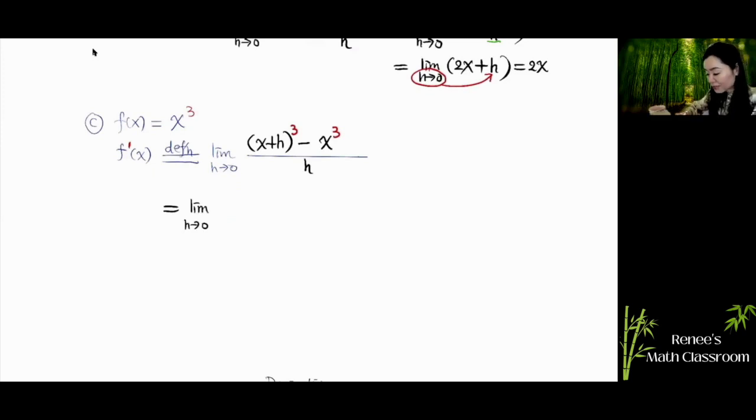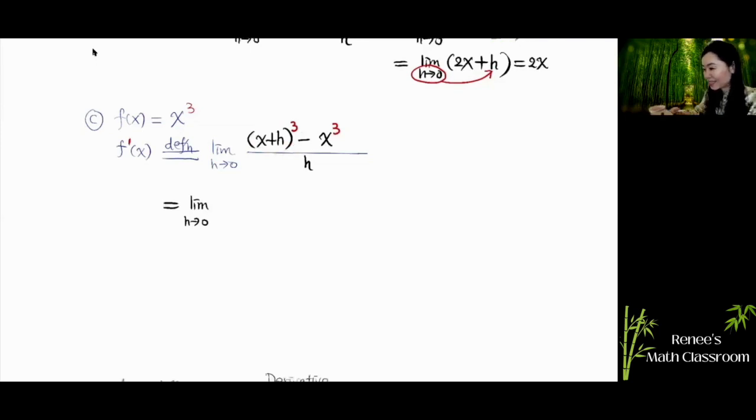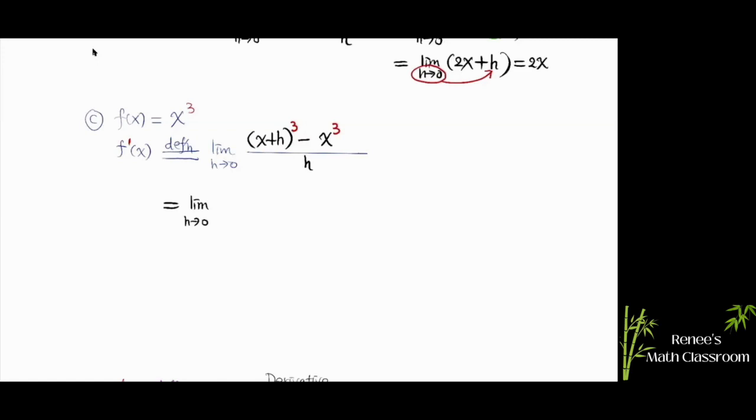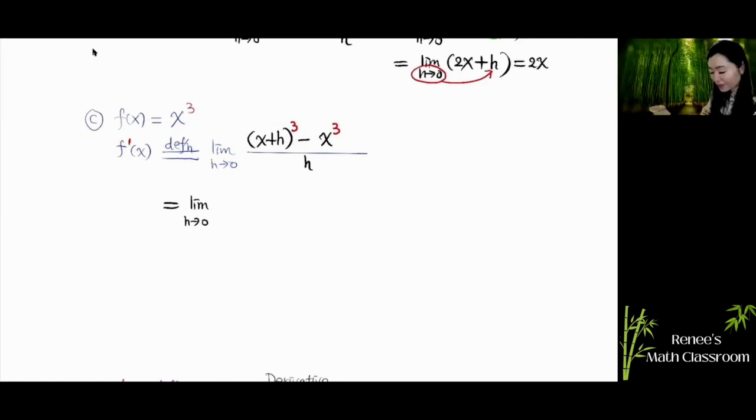Now, if you do a direct substitution, you get 0 over 0, so it's an indeterminate form. To get out of that, one way is to factor this, and then we can divide out the common factor h. Another way is to expand this perfect cube. Which way do you like? Remember, it's a free country. Okay, let's expand the perfect cube.